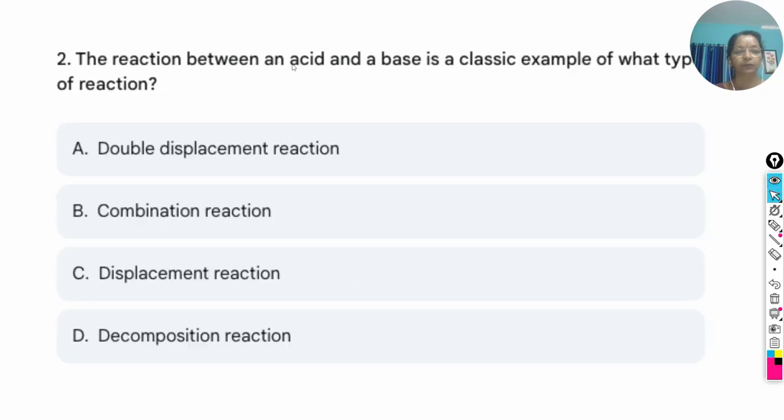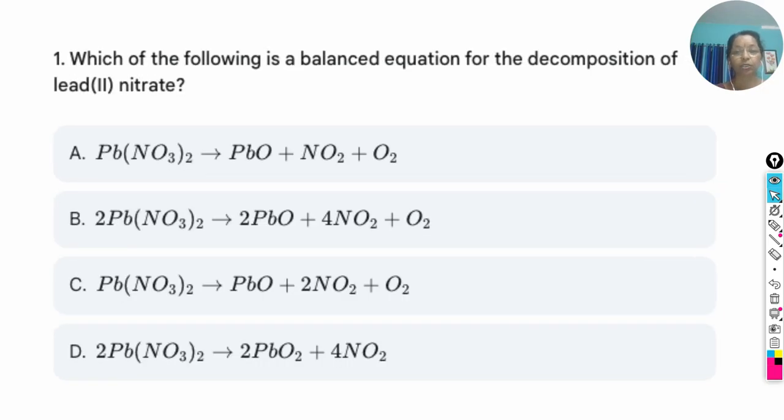Next is which of the following is a balanced equation for the decomposition of lead nitrate? So what we have to do here is simply check the number of atoms on the LHS is equal to the number of atoms on the RHS. We'll start with the first choice. Lead is one atom on LHS and one atom on RHS. That is balanced, but nitrogen is 2 here and only 1 there. So this is not the equation. Then this also we can eliminate because there is no oxygen there. We know lead nitrate decomposition gives oxygen. So only 3 we need to check.